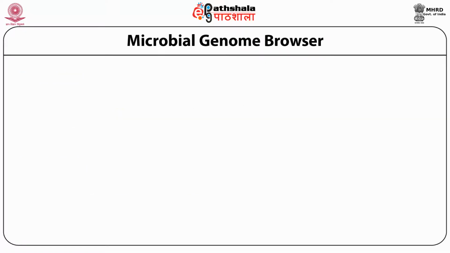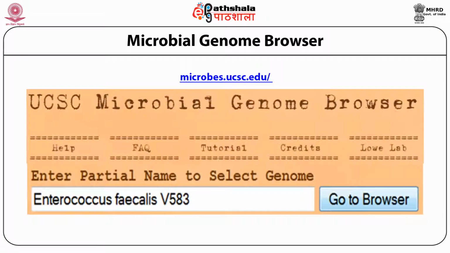First of all, let us use Microbial Genome Browser to download the necessary prokaryotic DNA sequence to be used for the construction of an operon. In the present example, we'll use an operon from Enterococcus faecalis, which encodes 2 proteins.